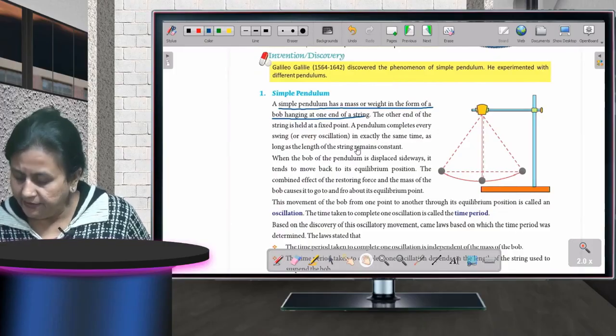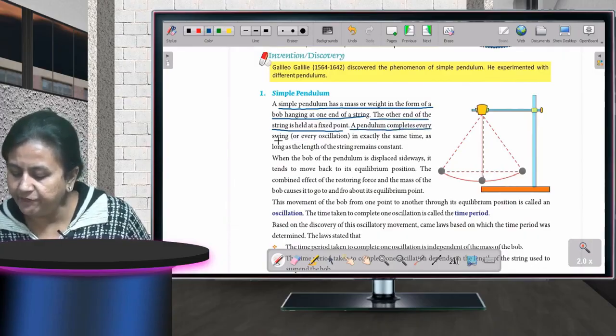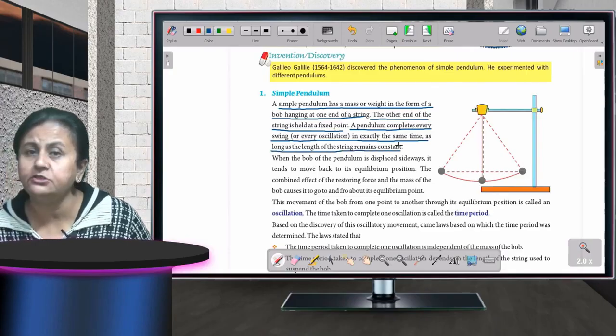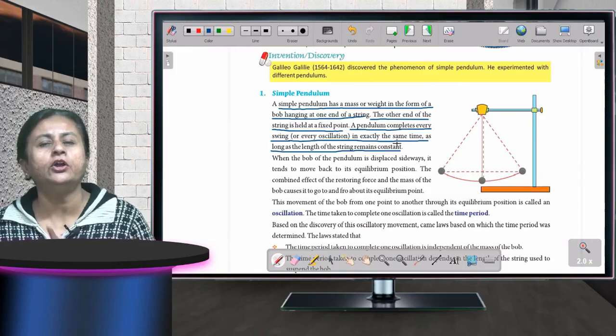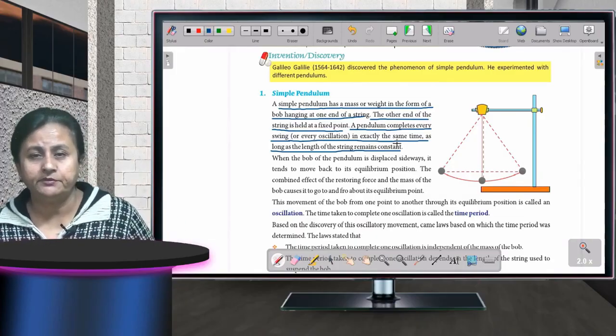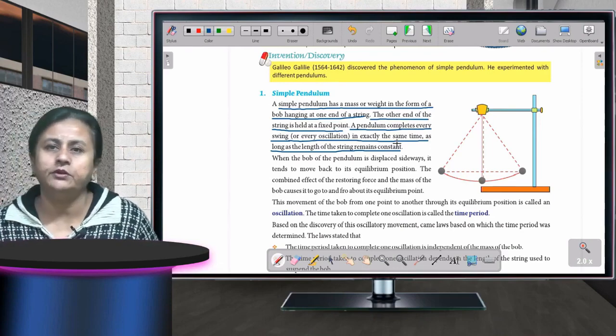The other end of the string is held at a fixed point. A pendulum completes every swing or every oscillation in exactly the same time as long as the length of the string remains constant. That means if we are not going to increase or decrease the size of the string, the interval taken for a bob to move to and fro would be the same.